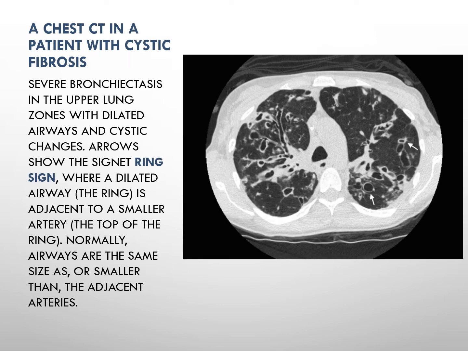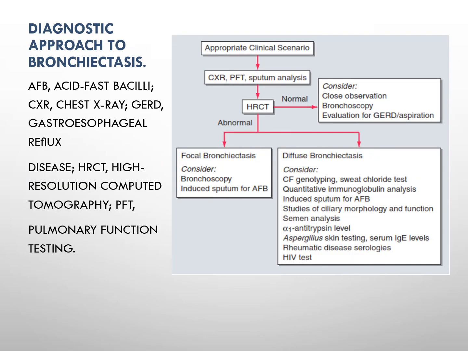Here, a chest CT scan in a patient with cystic fibrosis shows severe bronchiectasis in the upper lung zones with dilated airways and cystic changes. Arrows show the signet ring sign, where a dilated airway is adjacent to a smaller artery. Normally, airways are the same size as or smaller than the adjacent arteries.